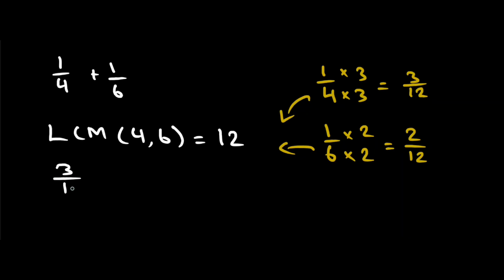3 by 12 plus 2 by 12. Here the denominators match, so we can add them directly. We get 5 by 12.